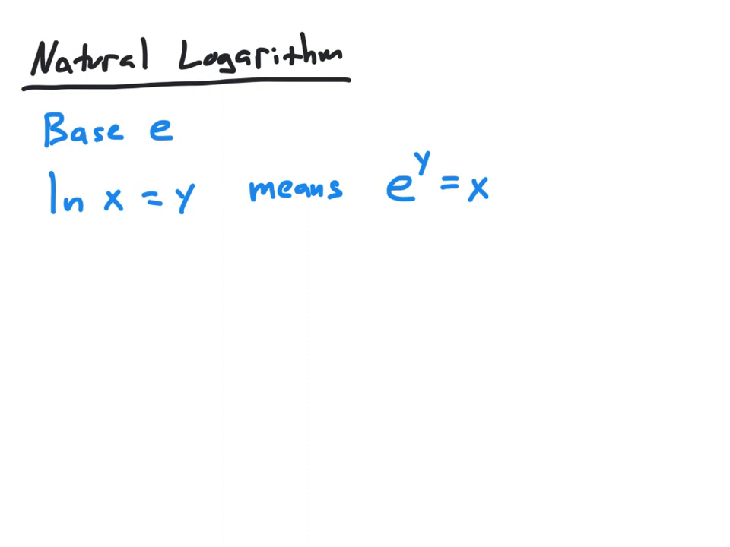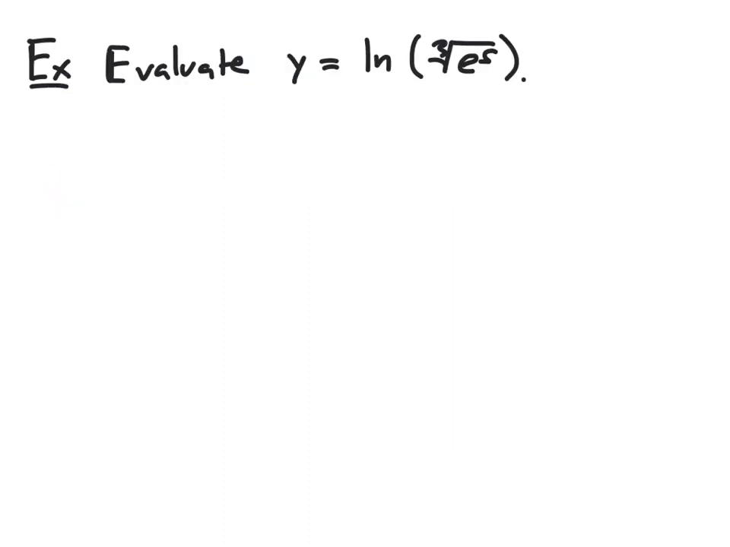Just like with common log, all of the properties that we've discussed with logarithms also apply to this particular function because it is just a particular specific case of the general logarithm. To see an example where we need to evaluate a natural logarithm, let's look at this one. Here we want to evaluate y equals the natural log of the cubed root of e to the 5th.